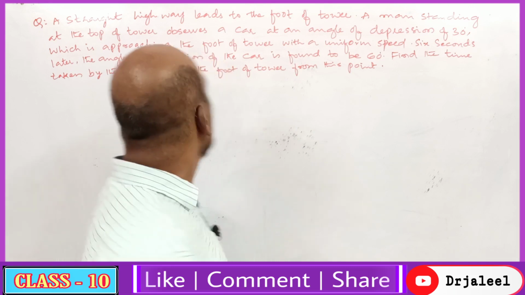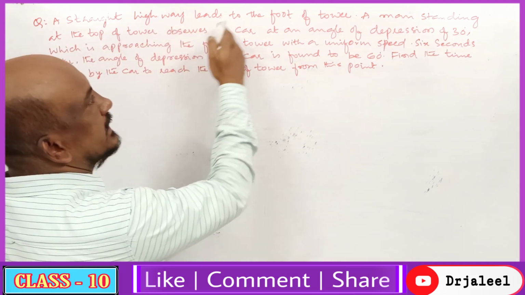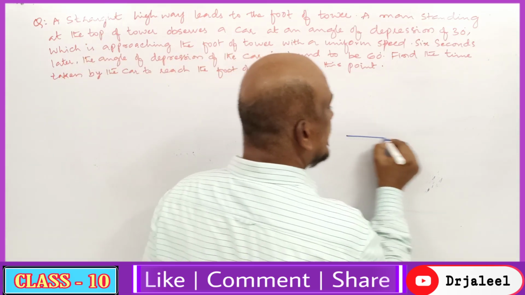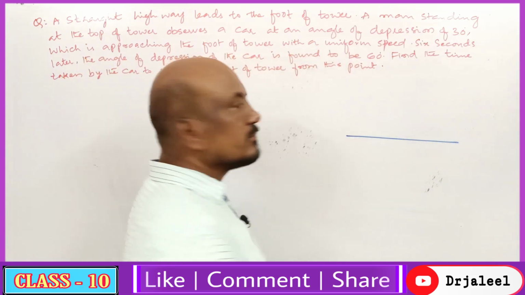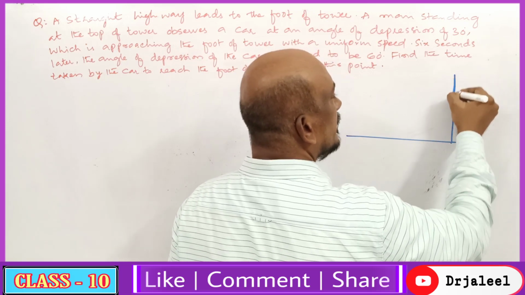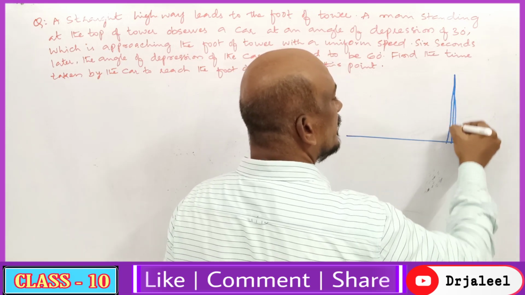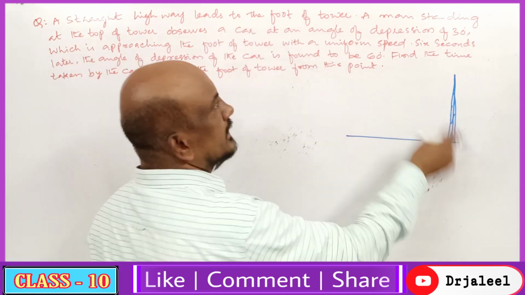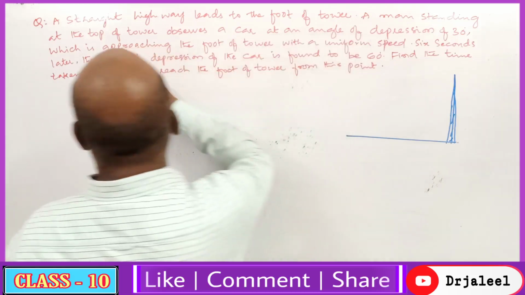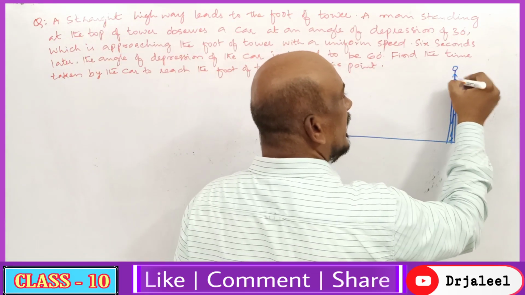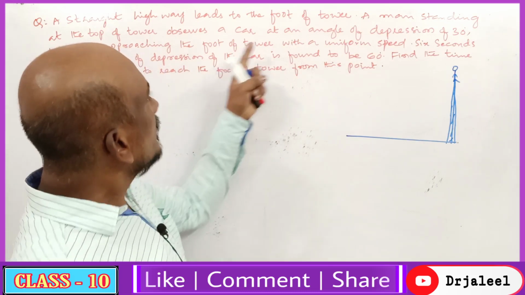So children, a straight highway leads to the foot of the tower. So let us take this is the highway and there is a tower. Let me draw a tower here, right? A straight highway leads to the foot of the tower. A man is standing at the top of the tower, right?